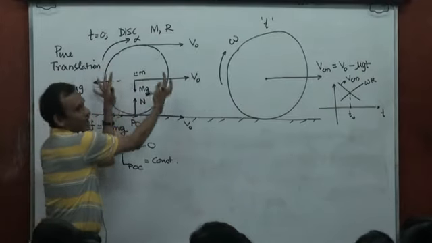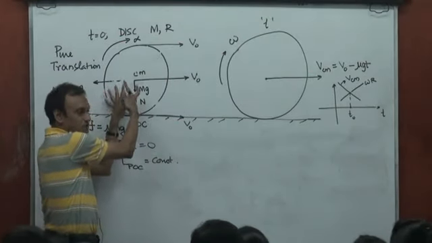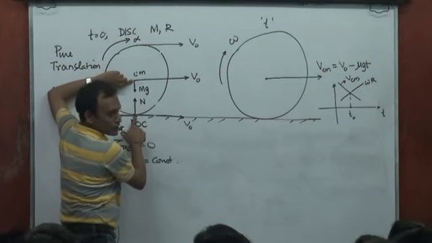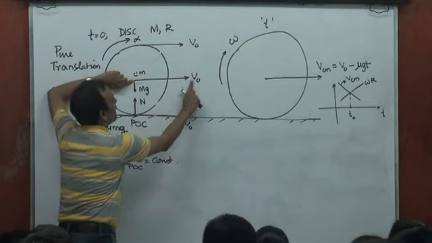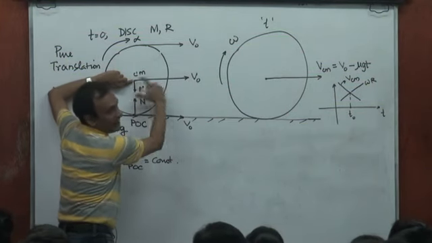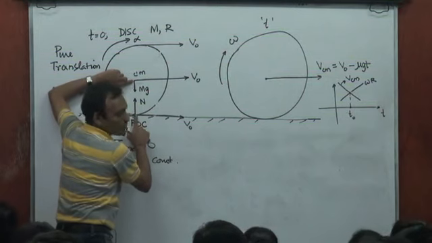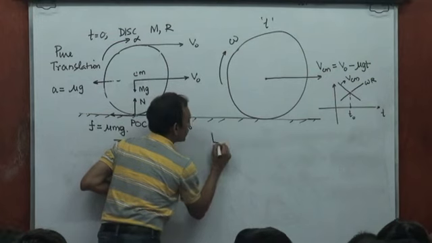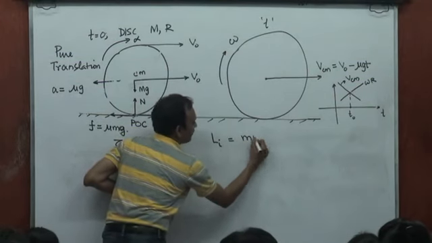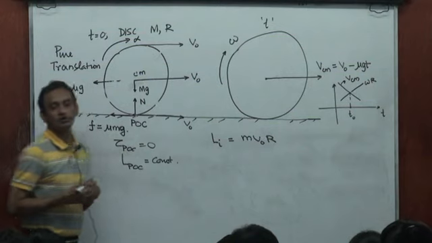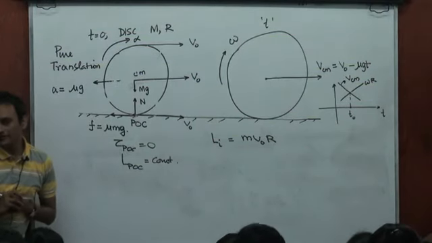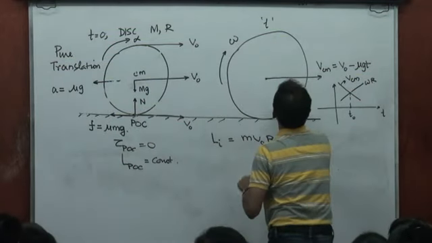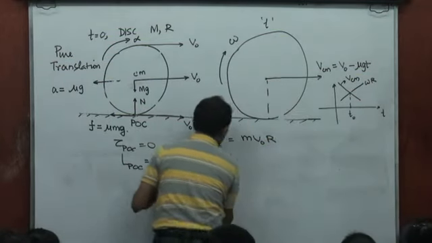Now, when we started the entire business, translation, and if I have to compute the angular momentum about the point of contact, then it's simply going to be m v naught into r. There was no omega. m v naught into r was the angular momentum about the point of contact, right? So initial angular momentum is m v naught into r about the point of contact. Finally means at an instant of time t.